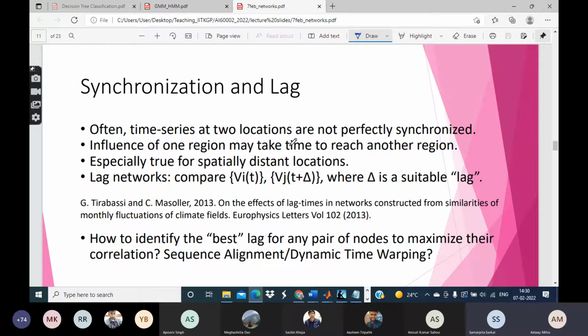Then another more interesting way of defining a network is using the concept of synchronization or lag. It might so happen that the time series at two different locations are not perfectly synchronized. Consider again the example I mentioned between the sea surface temperature over the Pacific and rainfall in India. It is generally known that when the sea surface temperature in the Pacific gets heated up, there is less rainfall in India.